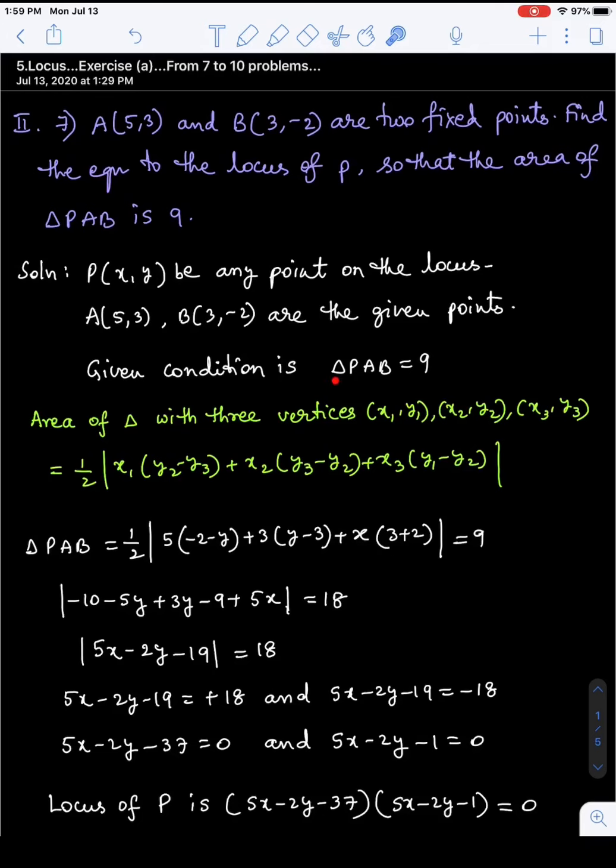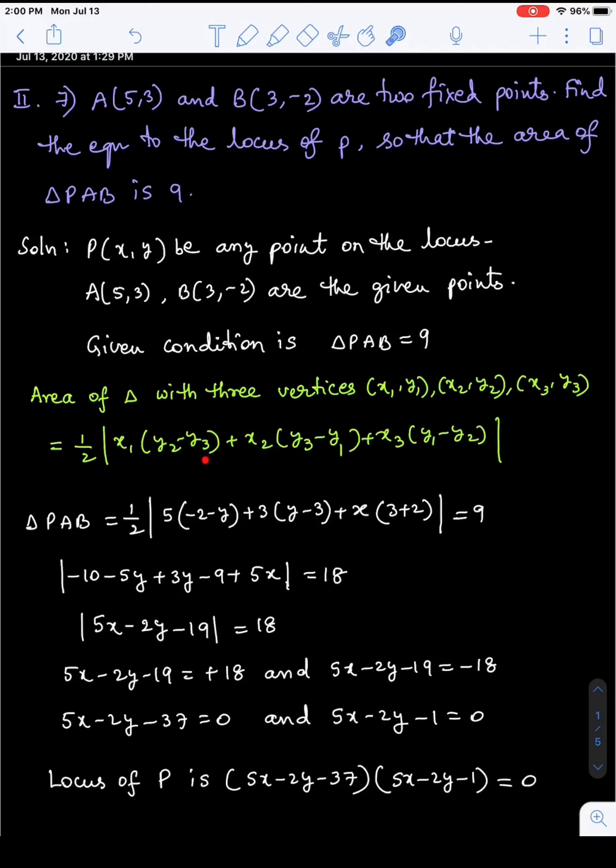You have to understand that this is the area of triangle PAB. You can write it in short form like this. This is enough to understand the meaning of area of triangle. No need to write the spelling of area. So the area of a triangle, if the three vertices are given as (x1, y1), (x2, y2), (x3, y3), is a formula you learnt in 10th class: half mod x1 into (y2 minus y3) plus x2 into (y3 minus y1) plus x3 into (y1 minus y2).